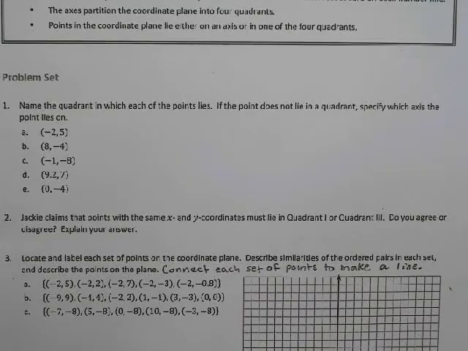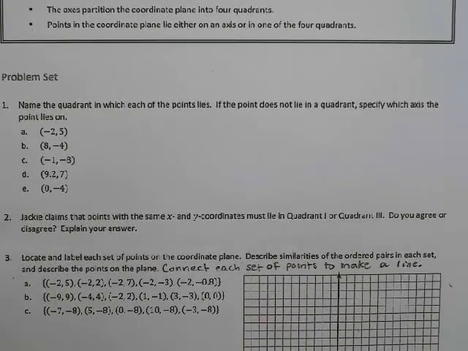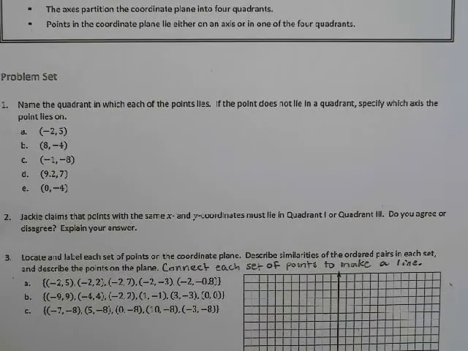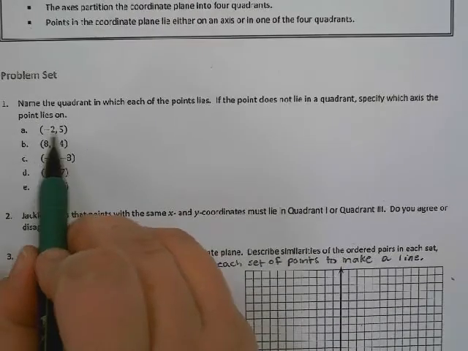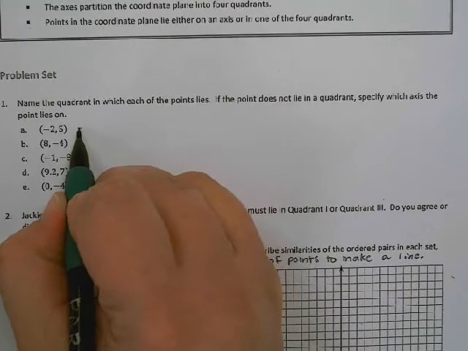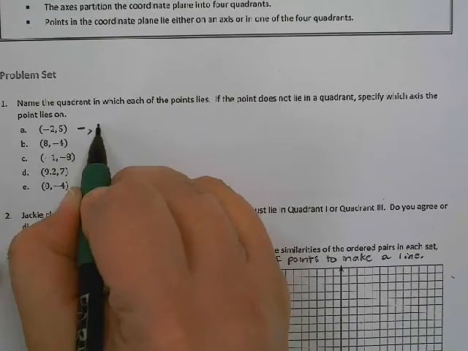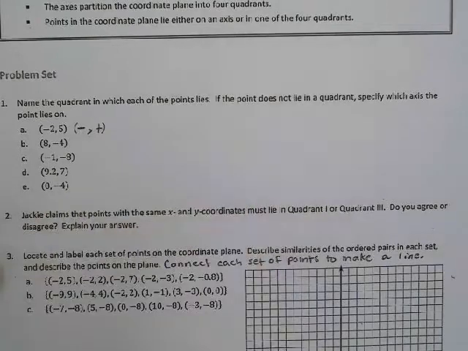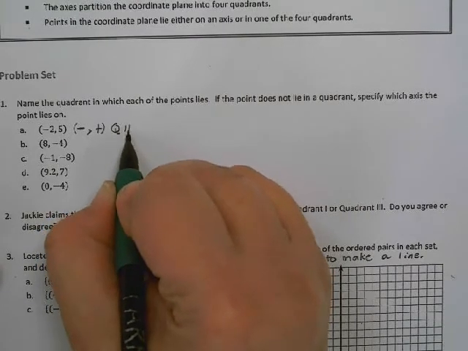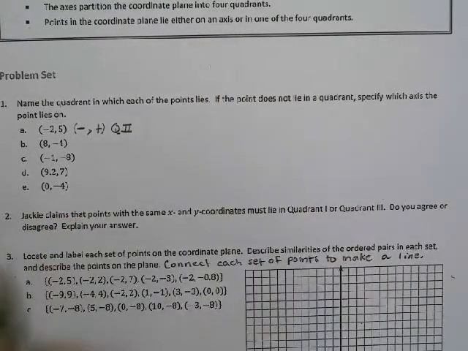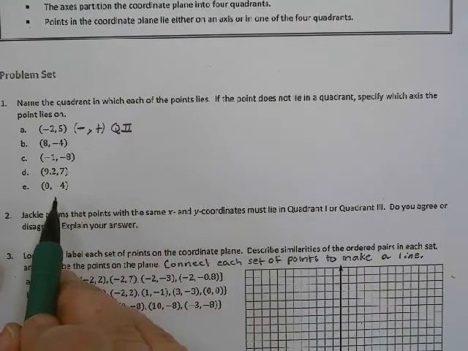In number 1, it says, name the quadrant in which each point lies. If the point does not lie on a quadrant, specify which axis it's on. So let's do number 1 together. If I have a negative number and then a positive number, what quadrant would that be in? That would be quadrant 2. So you're going to do that for each one of these.